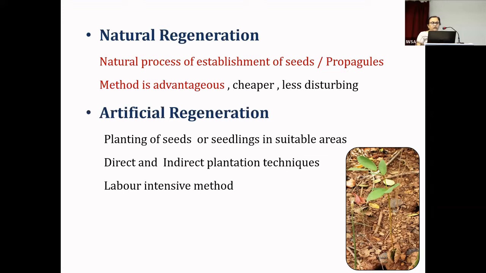There are 2 ways. There is natural regeneration, the natural processes of establishment of seeds and propagules, and these methods are always advantageous and less disturbing. However, we can carry out artificial regeneration, with formation of nurseries, establishing nurseries at various sites along the coast and outside the coast, and planting the seeds in suitable areas. Direct and indirect plantation techniques can be carried out, and this technique is a labor-intensive method.